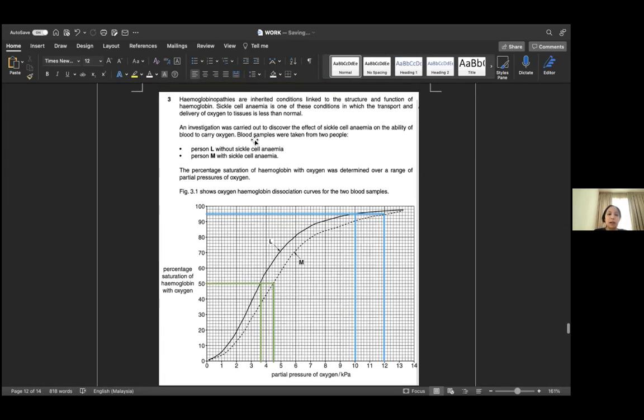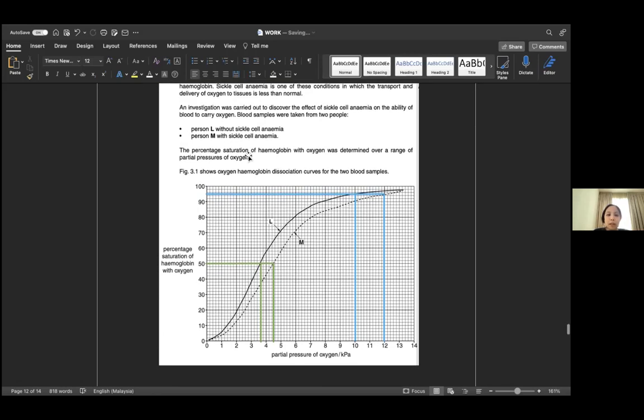So now question 3. Hemoglobinopathies are inherited conditions linked to the structure and function of hemoglobin. Sickle cell anemia is one of these conditions in which the transport and delivery of oxygen to tissue is less than normal. An investigation was carried out to discover the effect of sickle cell anemia on the ability of blood to carry oxygen. Blood samples were taken from 2 people, person L without sickle cell anemia, person M with sickle cell anemia. The percentage saturation of hemoglobin with oxygen was determined over a range of partial pressures of oxygen.